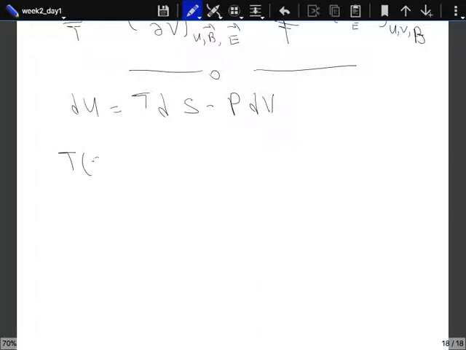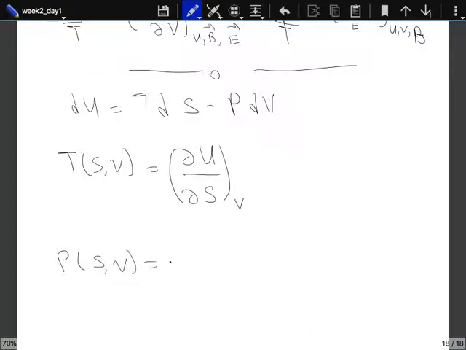So temperature as a function of S and V, we can express it as the derivative of U with respect to S, keeping V constant. And P is a function of S and V. This is minus the derivative of U with respect to the volume, keeping S constant.